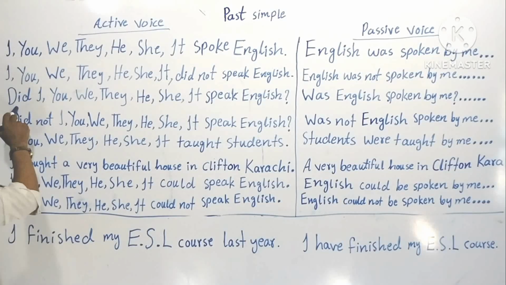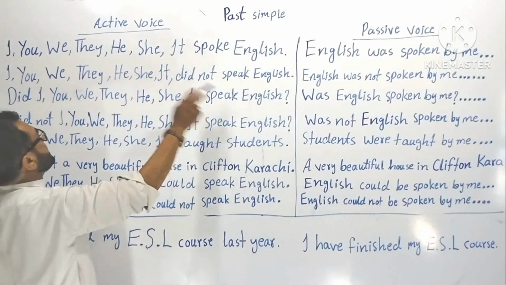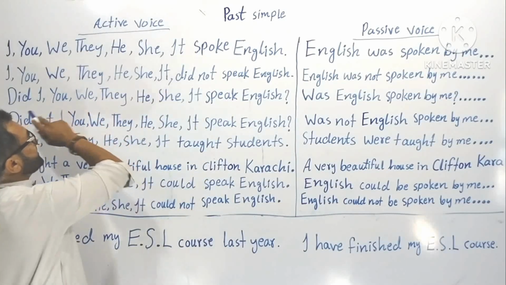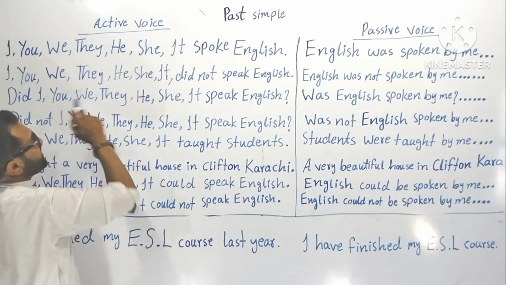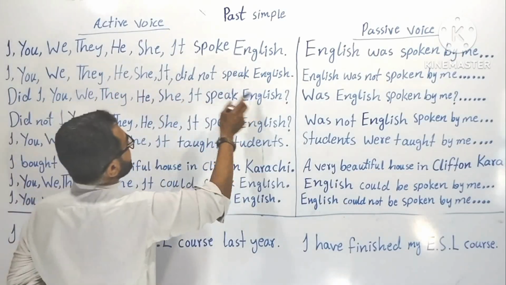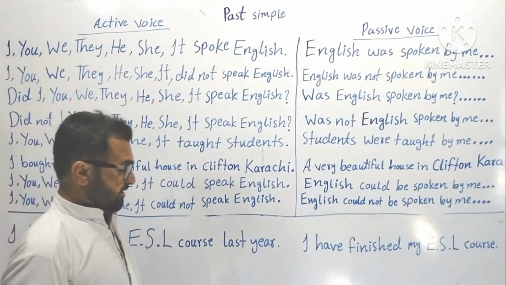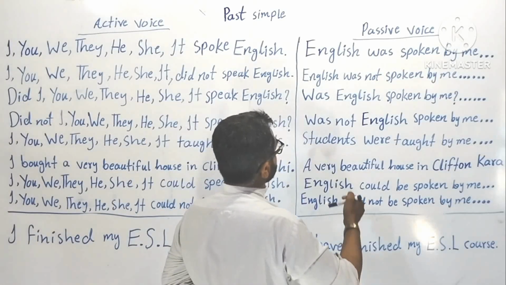Now let's read the examples. Did I speak English? Did you speak English? Did we speak English? Did they speak English? Did he speak English? Did she speak English? Did it speak English? Did Ali speak English? Understood? Now let's go to the passive voice.